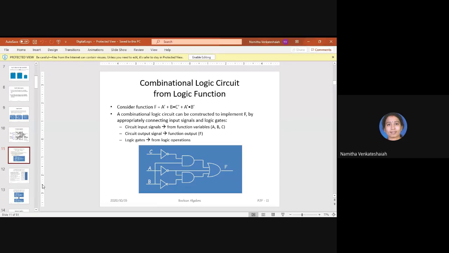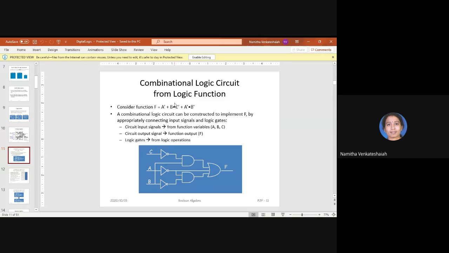See, in the third module, we will be hearing the term combinational logic circuit repeatedly. This is the word you will hear repeatedly. So what do you mean by a combinational circuit? Consider one equation: F is equal to A dash plus BC dash plus A dash B dash. How to implement this particular equation using hardware?